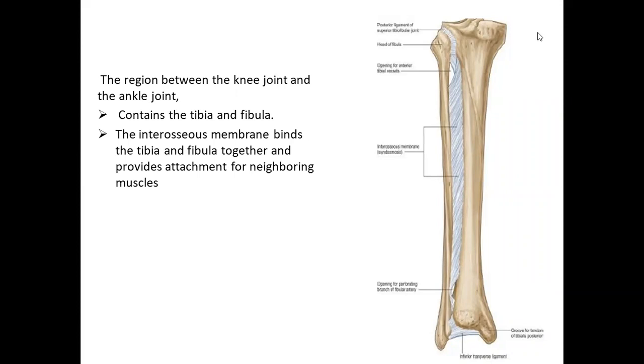Today we will be dealing with the anatomy of the front of the leg. So the leg is the region that lies between the knee joint and the ankle joint. There are two important bones here. We have the tibia and the fibula, and they are joined together by an interosseous membrane. This interosseous membrane binds the two bones together, and it also provides attachment to the neighboring muscles.